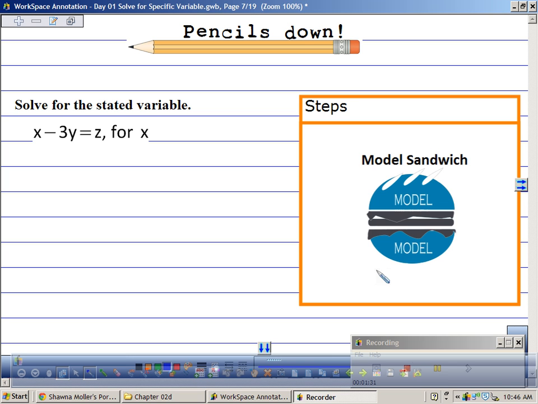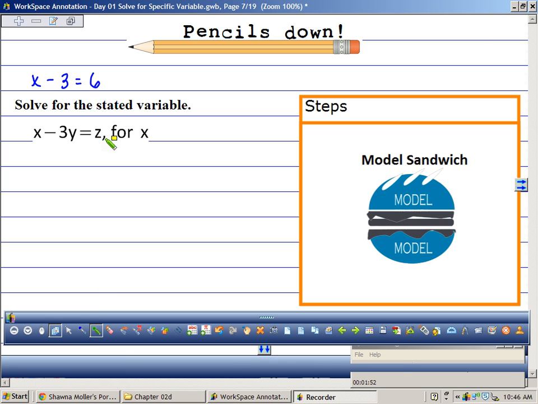All right, so pencils down. Let's solve for one that looks like this. I'm going to write something up here that looks a little bit like this. How about something that looks familiar to us? What about x minus 3 equals 6? I want to solve for x. How would I solve for x?